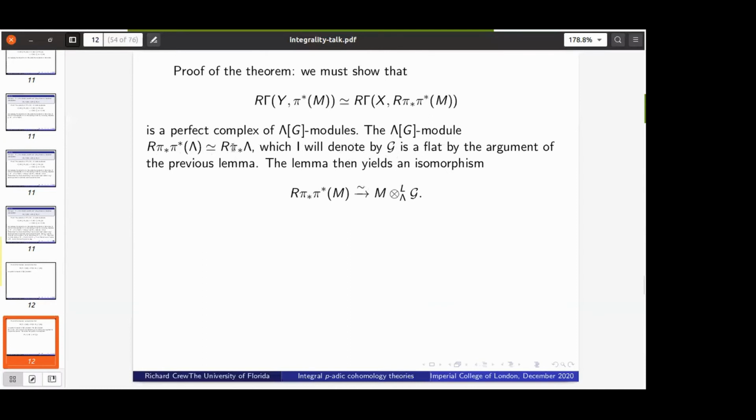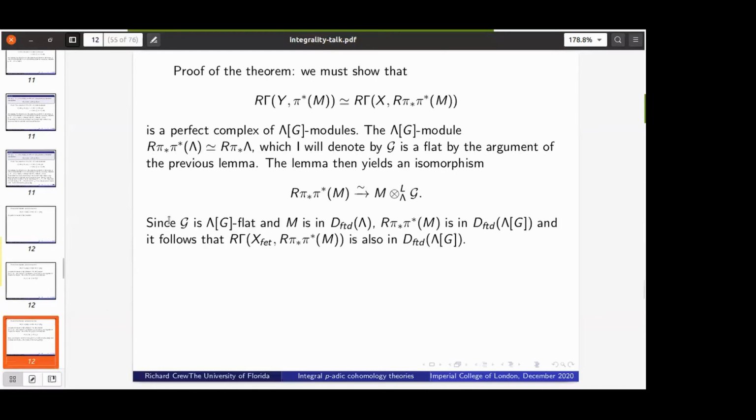Okay, and well, this naturally has a G module structure, and in fact, it's a flat module over the group ring lambda of G, group ring on X, of course. It's actually flat by the argument of the previous lemma. On the other hand, that lemma also gave us an isomorphism of R pi lower star of pi upper star of M with M tensored with this thing G. Okay, so since G is a flat lambda of G module on X, and M has finite Tor dimension, and I'm sorry, this should be a finite Tor dimension on (X, lambda), X finite tau topos.